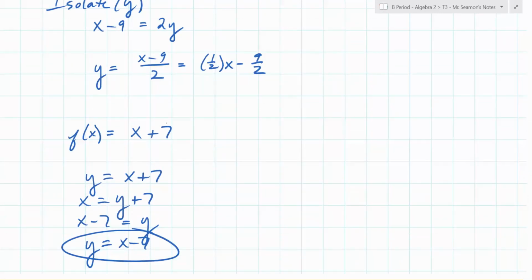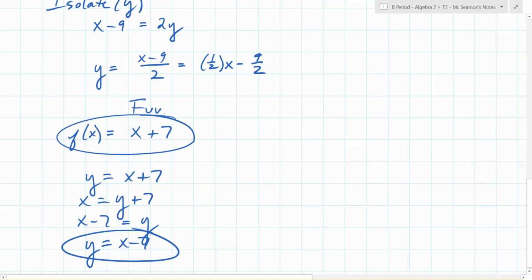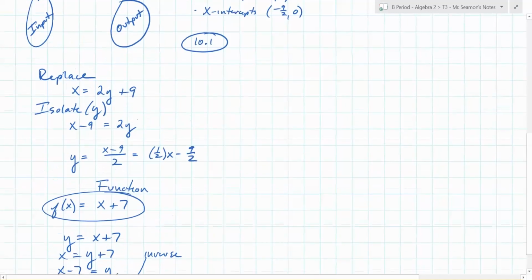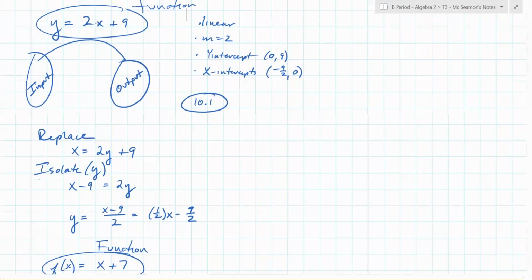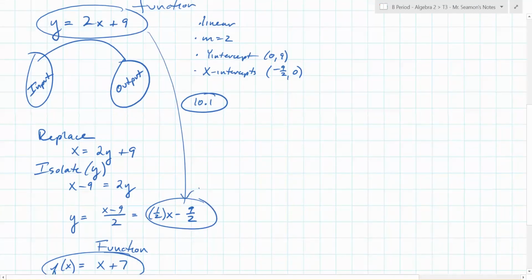So this right here is the function, and this is the inverse. This right here is the function, and this right here is the inverse.